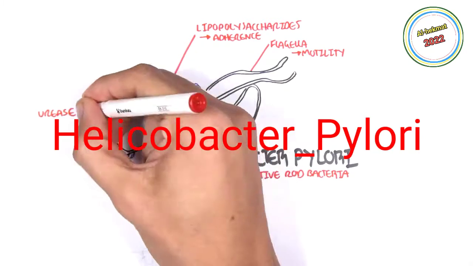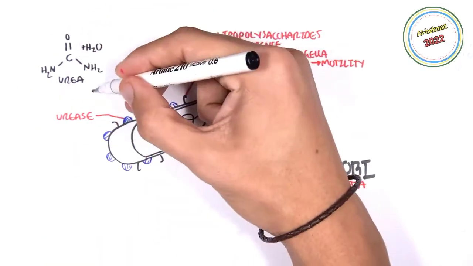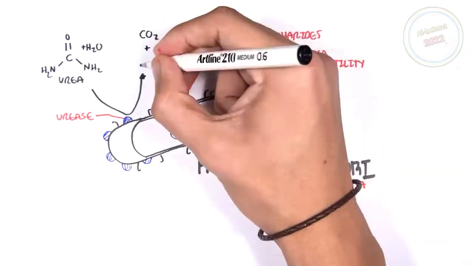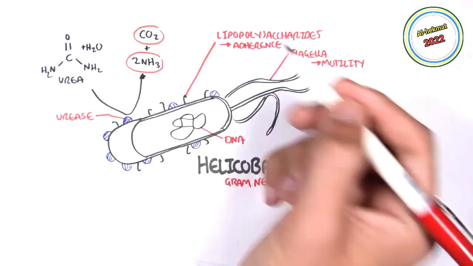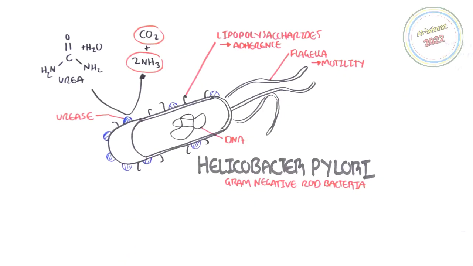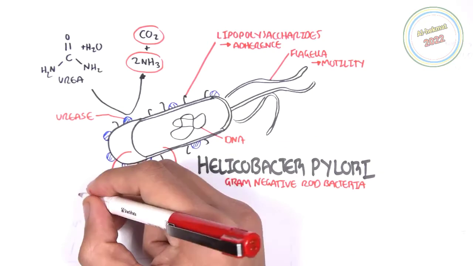Now, urease is very important in Helicobacter pylori survival. What urease does is that it converts urea and water to carbon dioxide and ammonia. And this is important, and we'll soon see why. But essentially, ammonia, which is NH3, is quite basic, so it's alkaline. And then H. pylori can also secrete some exotoxins, such as VacA and CagA.